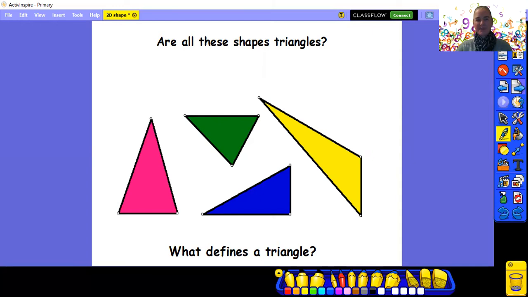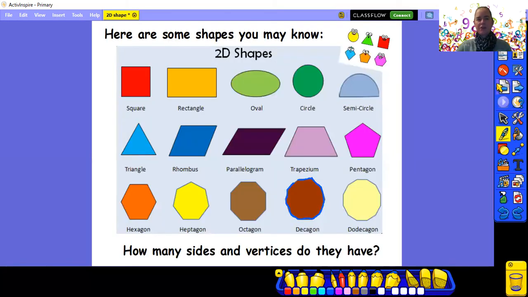Welcome back. Are they all triangles? What defines a triangle? Well, let's have a think. Let's go back to our shape mat. Here's a triangle. How many sides does a triangle have? 1, 2, 3. How many vertices does a triangle have? 1, 2, 3. So we can describe a triangle by having 3 sides and 3 vertices.